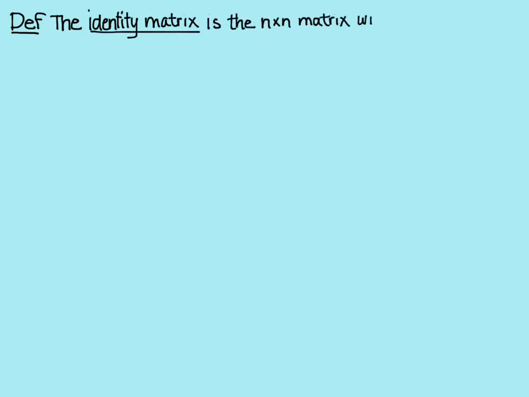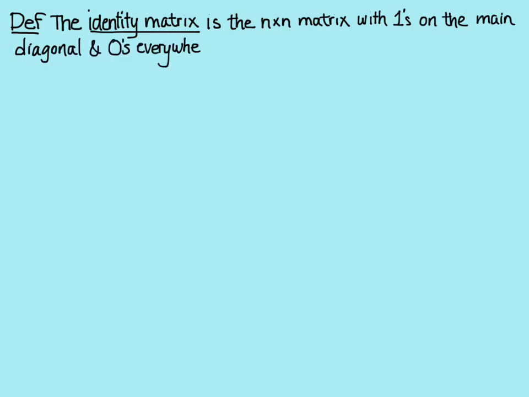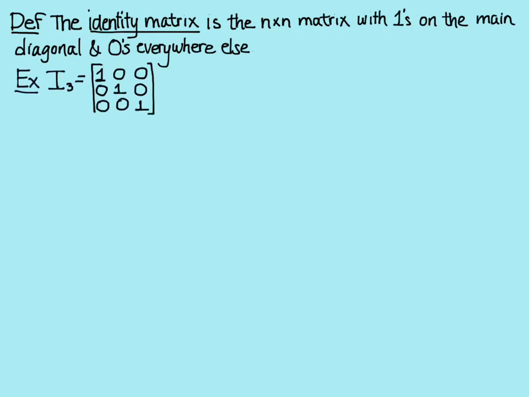Alright, a new definition: the identity matrix is any square matrix, so n by n, with 1s on the main diagonal and 0s everywhere else. So for example, I sub 3 is the identity matrix that's a 3 by 3 matrix. So we have 1s going down the main diagonal and we have 0s everywhere else.